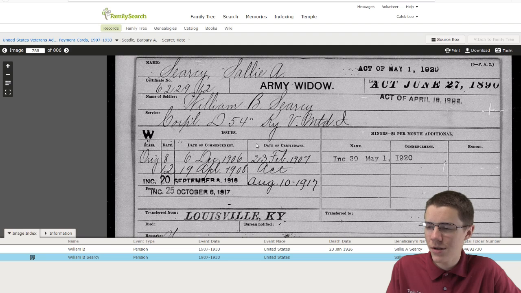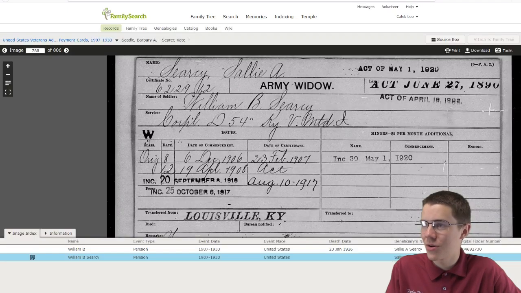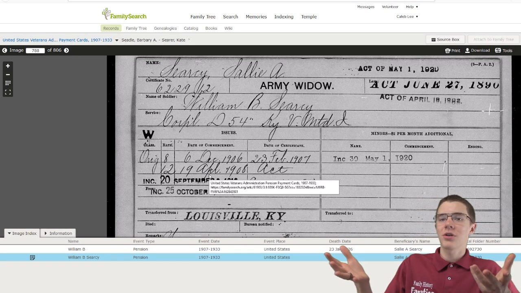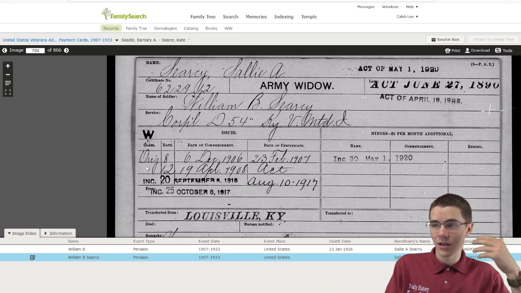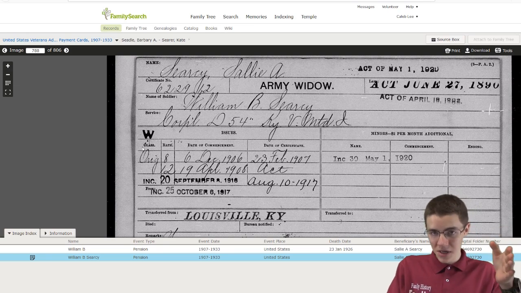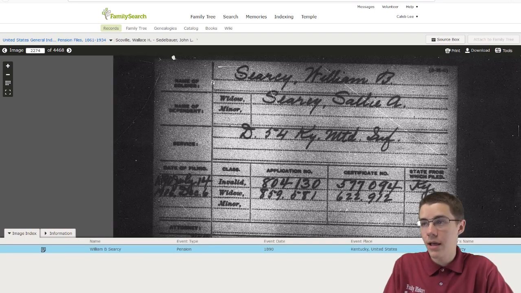And isn't that a bit familiar? Because that is also nearby his death date. So this is a record of William died, and then it was reported, and the government started sending money to Sally. It matches up, so this is a record of William. And so I can add that, and I can also add this because D54 Kentucky Mounted Infantry.